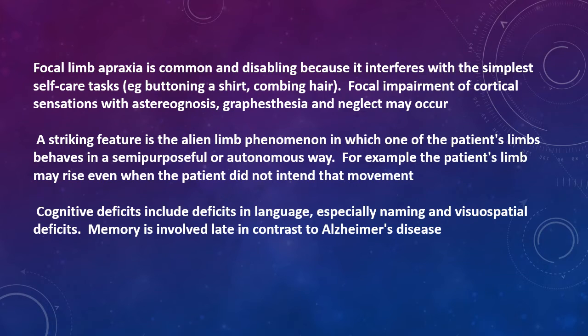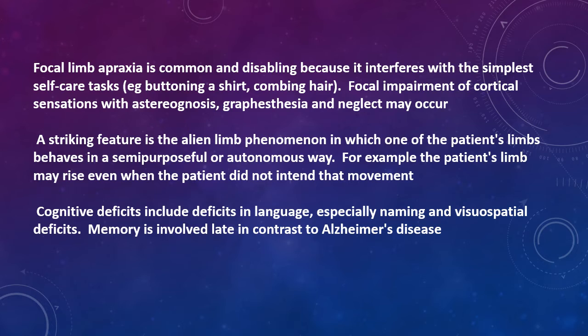Focal limb apraxia is common and disabling because it interferes with the simplest self-care tasks such as buttoning a shirt or combing hair. Focal impairment of cortical sensations with astereognosis, graphesthesia, and neglect may occur. A striking feature is the alien limb phenomenon, in which one of the patient's limbs behaves in a semi-purposeful or autonomous way. For example, the patient's limb may rise even when the patient did not intend that movement.